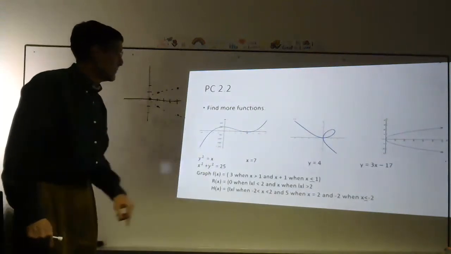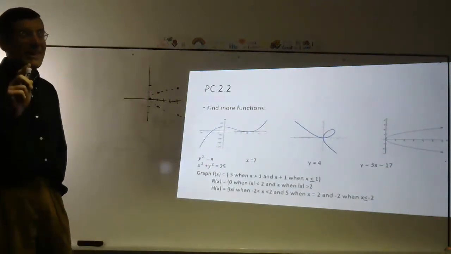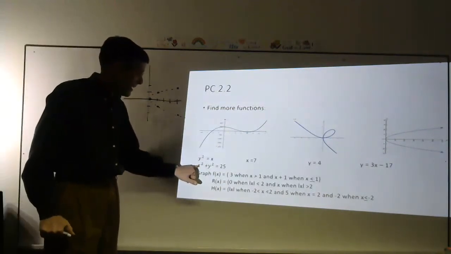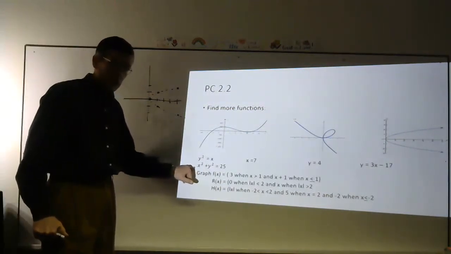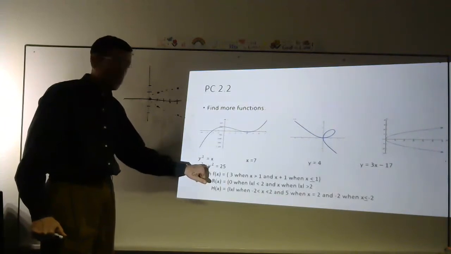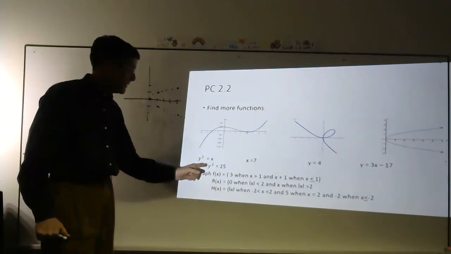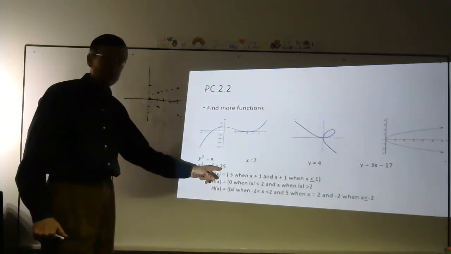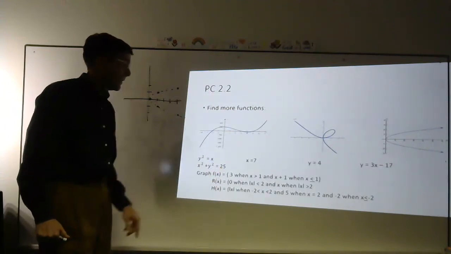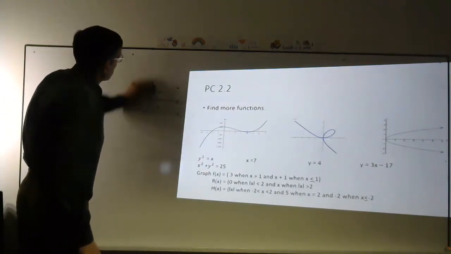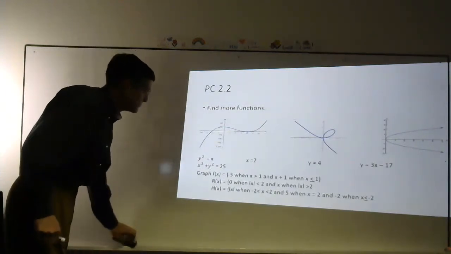x squared plus y squared equals 25. That's what I'm hoping you remember from chapter 1. Isn't this x minus 0 squared plus y minus 0 squared equals 25? Isn't this a circle with center at 0, 0 and a radius of 5? Yeah, chapter 1, not a function. All right, so we've got some more split functions down here.